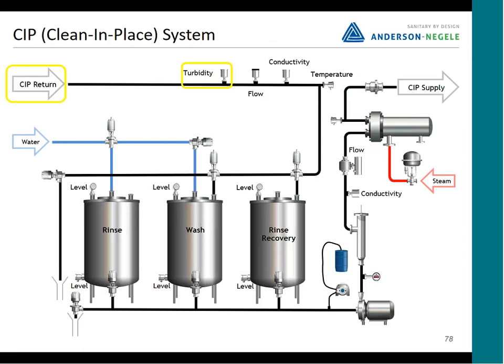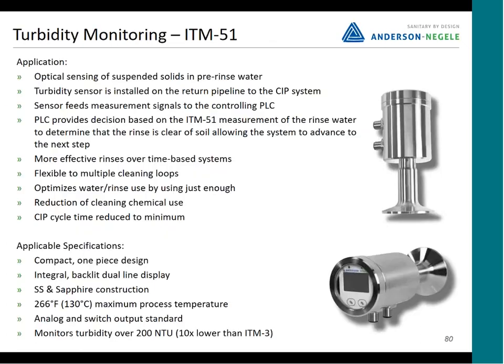All right. Also on the return line, we've got a turbidity sensor. So you may have heard me talk about this before or heard other people. We've been telling this story quite a bit lately. The ITM51 is a turbidity sensor that can measure suspended solids in water. The very first rinse on a CIP system is going to be the pre-rinse. This is where we're going to run fresh water through and we're going to get most of the solids out.